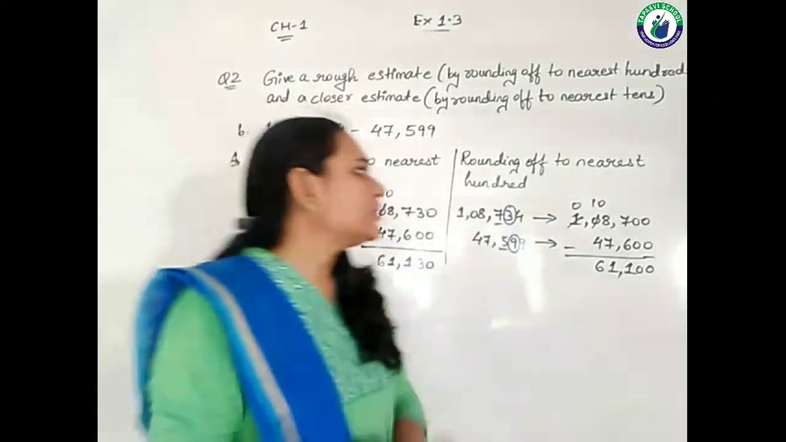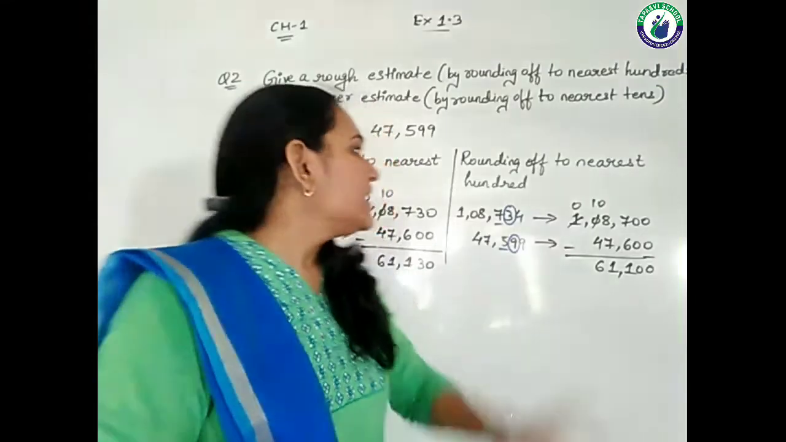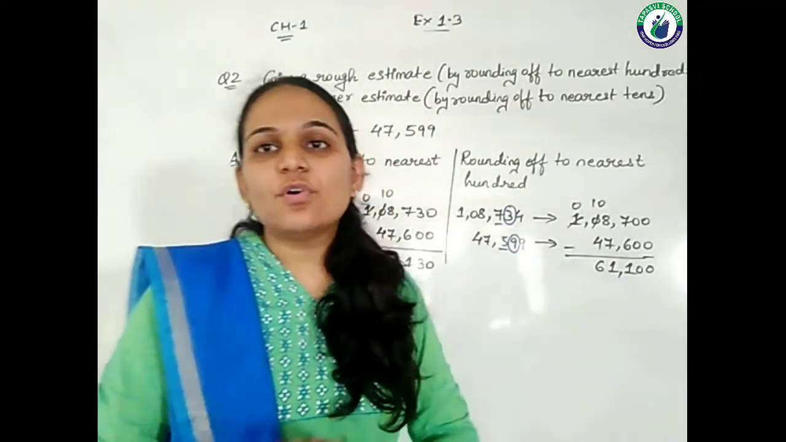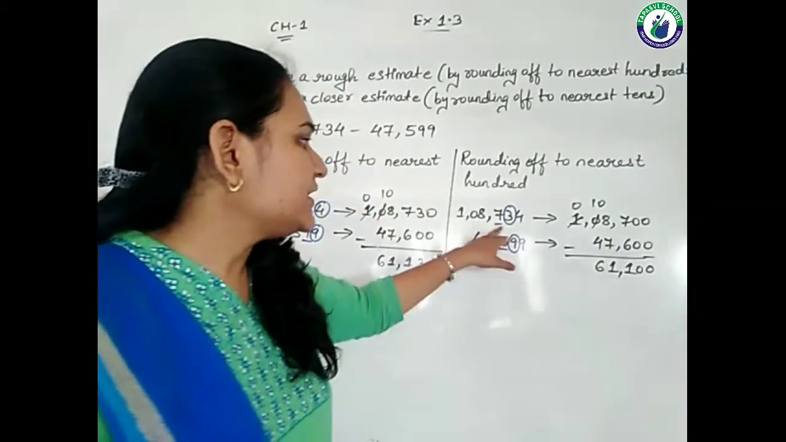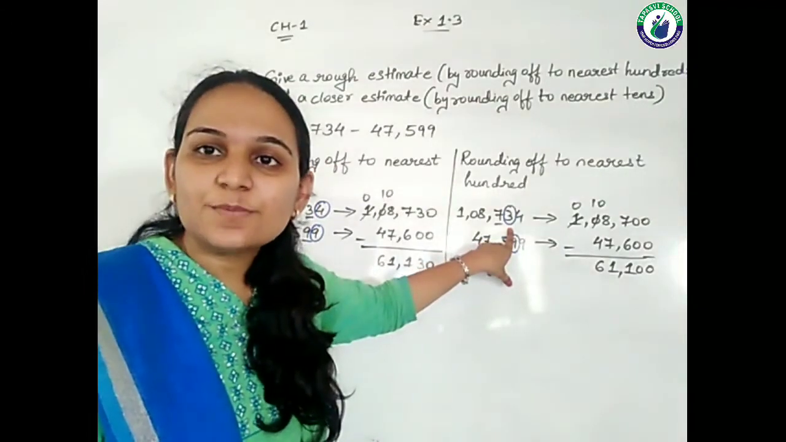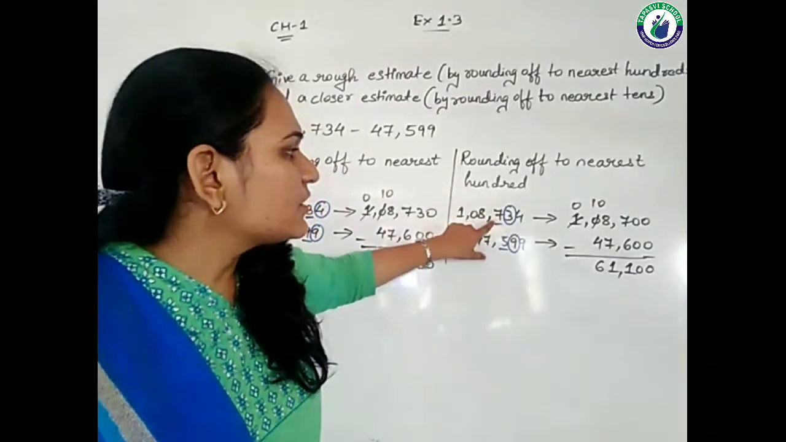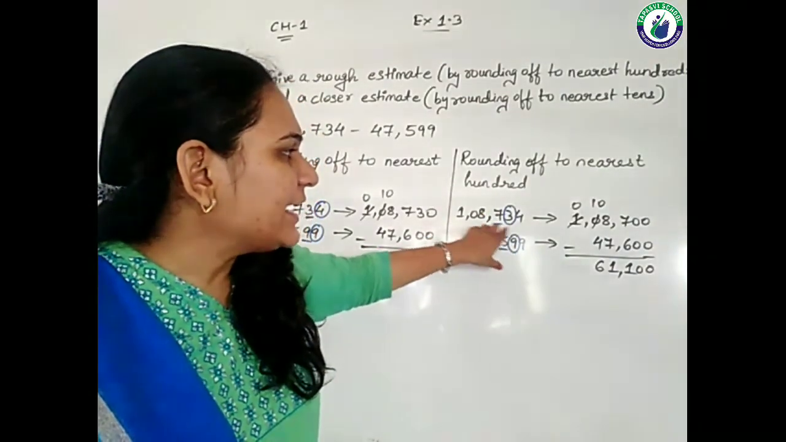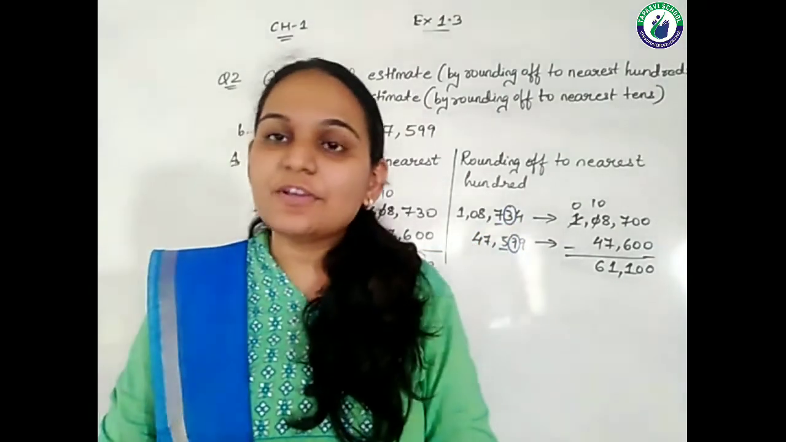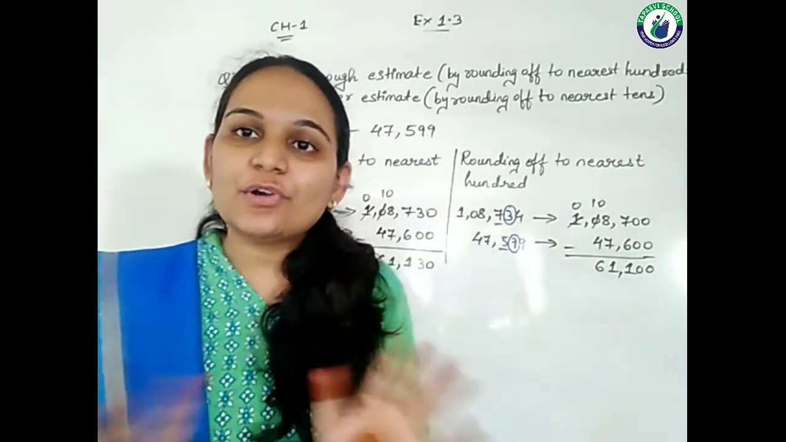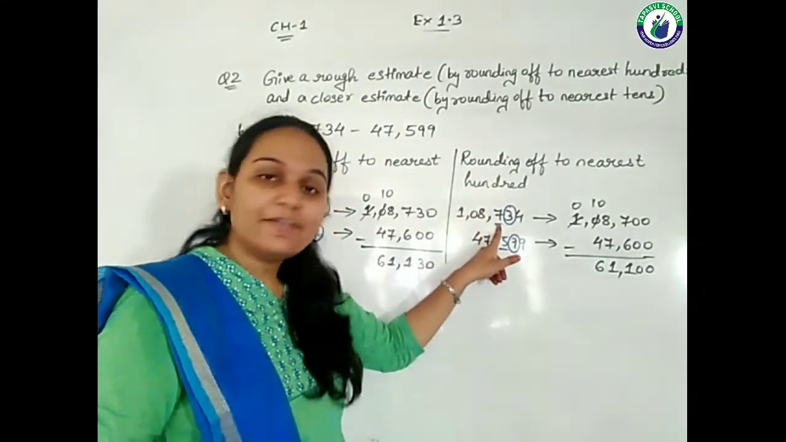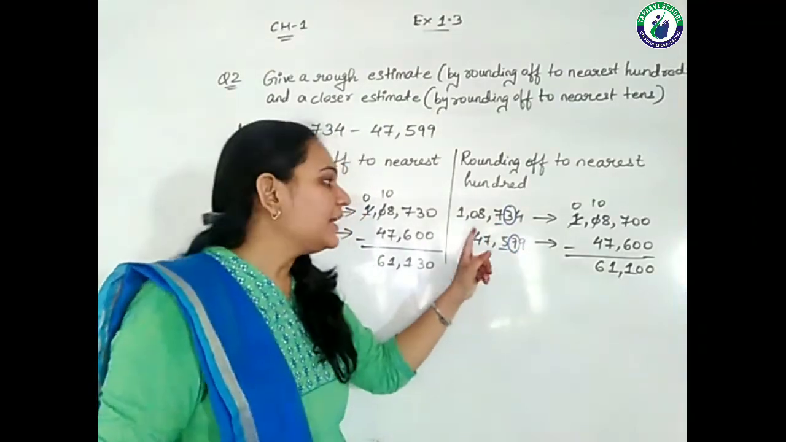Now see the rounding to the nearest hundreds also, students. 1,08,734, right? So the hundreds place digit here is 7, and the helping digit is the tens place digit, which is 3. Since the helping digit is less than 5, we are not going to do anything to the underlined digit. So 108700, right?